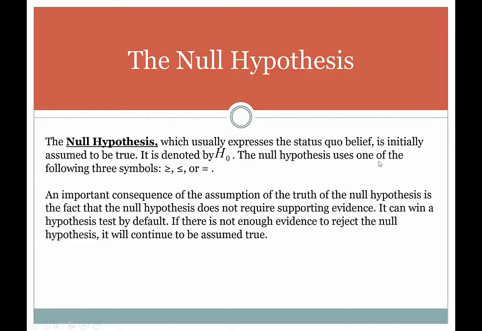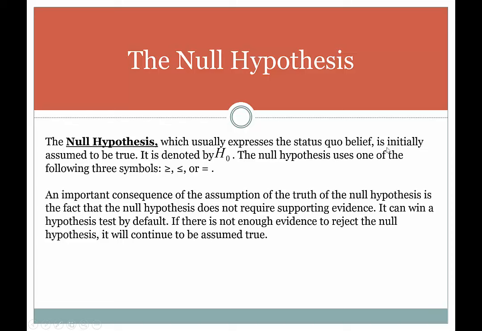All right, the null hypothesis uses one of the following three symbols. It'll always use either greater than or equal to, less than or equal to, or equal to. And the reason why it always uses one of these three symbols is a major property of the null hypothesis is that it contains the condition of equality. In other words, it has an equal sign of some sort.